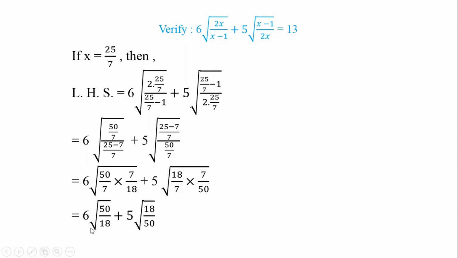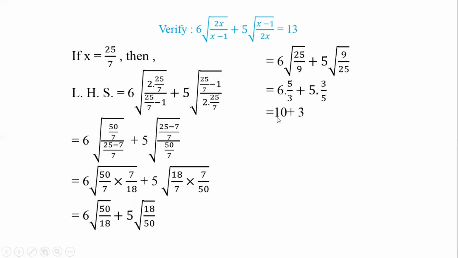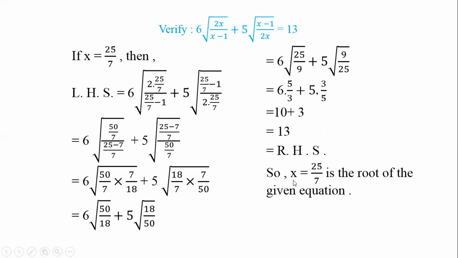Then we get 6 root over 50 by 18 plus 5 root over 18 by 50. Then we get 6 root over 25 by 9 plus 5 root over 9 by 25. As you know, square root of 25 by 9 equal to 5 by 3, square root of 9 by 25 equal to 3 by 5. So here we get 10 plus 3, that means 13, equal to right hand side. So x equal to 25 by 7 is the root of the given equation.